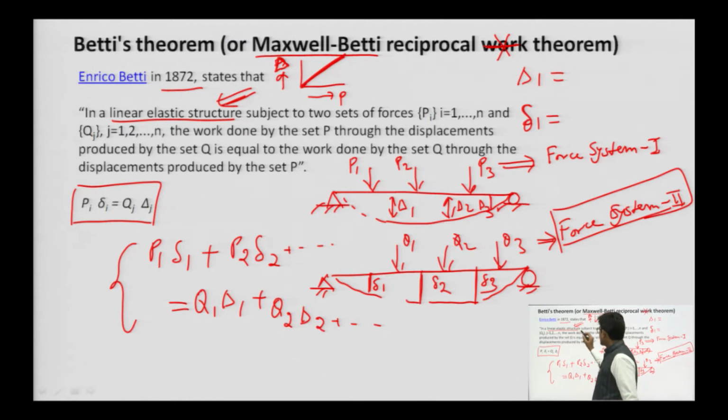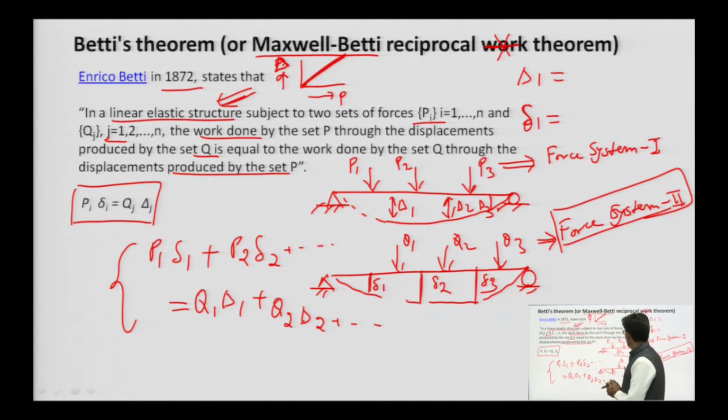So, in a linearly elastic structure subjected to two sets of forces, Pi where i is from 1 to n, and another force system Qj where j is from 1 to n, the work done by the set P through the displacement produced by the set Q is equal to the work done by the set Q through the displacement produced by the set P.